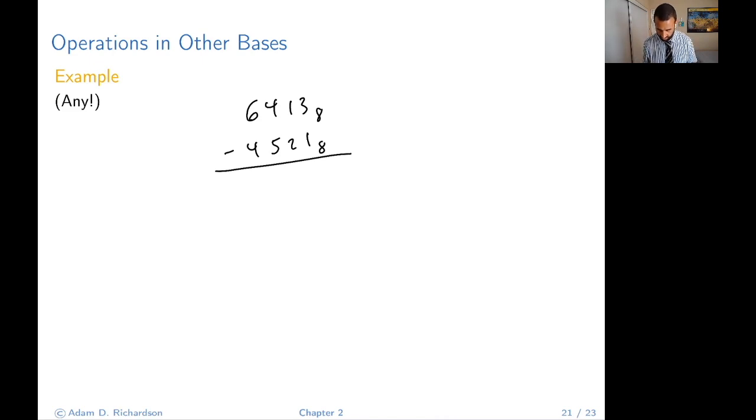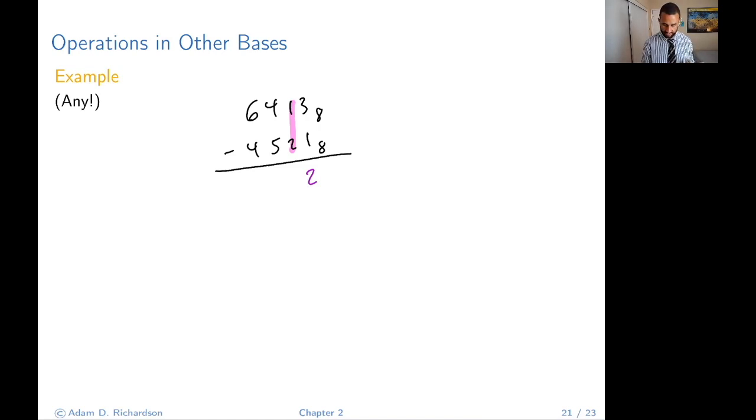You'll see what I mean as we go along. All right, let's begin. First, we're going to do 3 minus 1, which is just 2. Now, the next thing we want to do is 1 minus 2, but we don't have enough things to take 2 away.